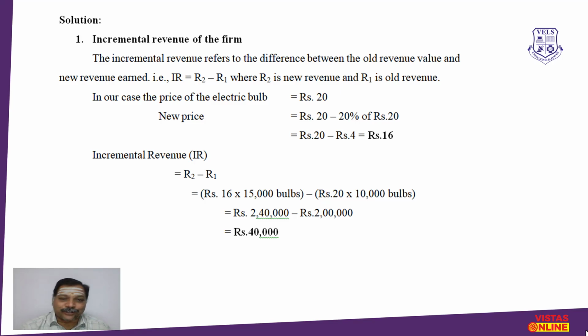Then what is the old revenue? Rupees 20 with 10,000 bulbs, it is 2 lakhs. So the difference between the new revenue and the old revenue is the incremental revenue. The new revenue is 2,40,000 and the old revenue is 2 lakhs. So what is the incremental revenue of the firm? The difference is rupees 40,000. This is the way you have to answer the first question.